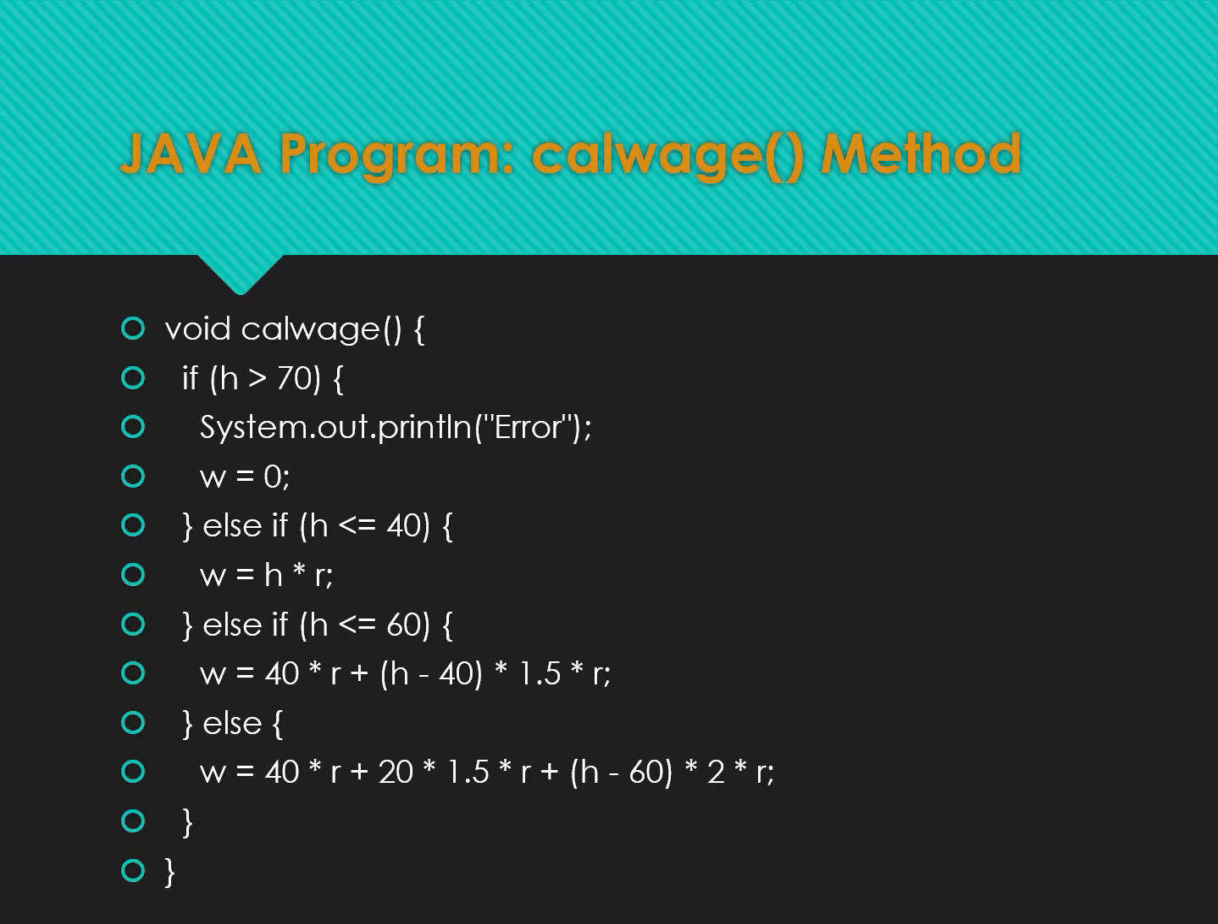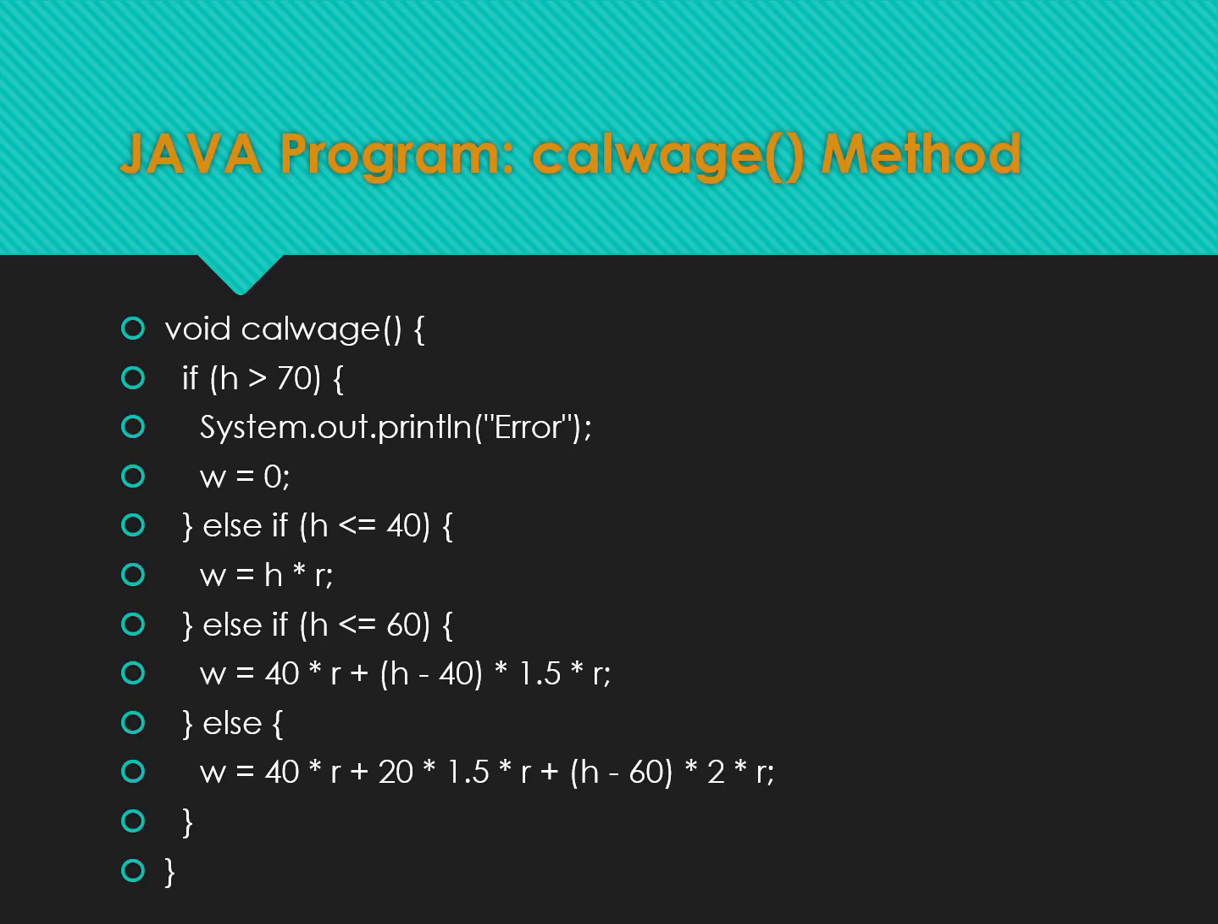3. If the hours are between 41 and 60, the wage is split into two parts. First 40 hours are paid at the base rate, 40 times R. Remaining hours, that is, H minus 40, are paid at 1.5 times the base rate. The total wage becomes W = 40 × R + (H − 40) × 1.5 × R.